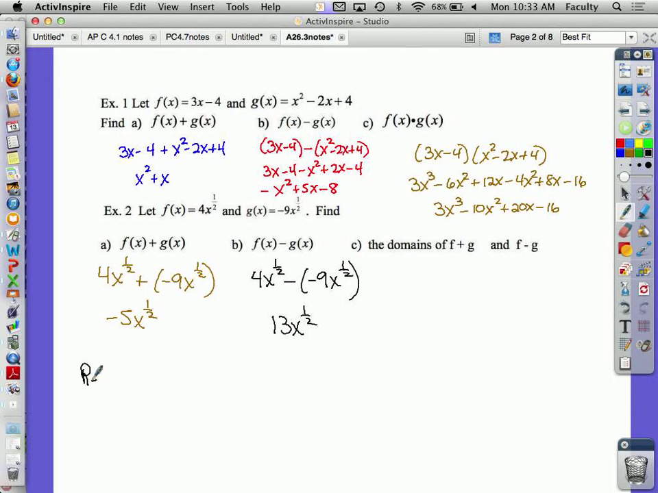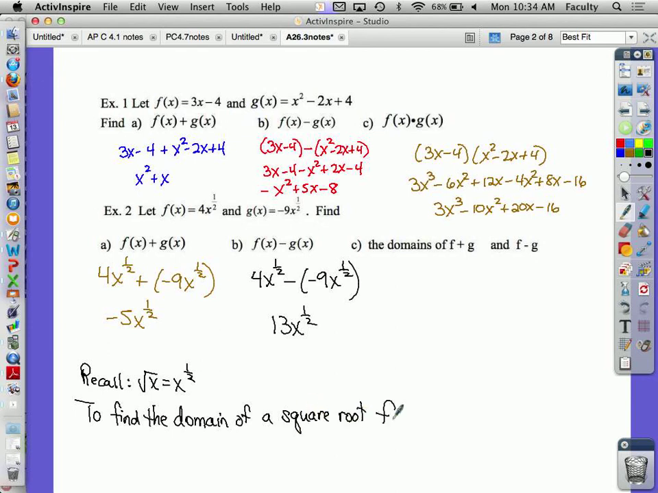Well, recall that the square root of x is your x to the 1/2 power. To find the domain of a square root function, you set the radicand greater than or equal to 0 and solve for the x, or solve for the variable.